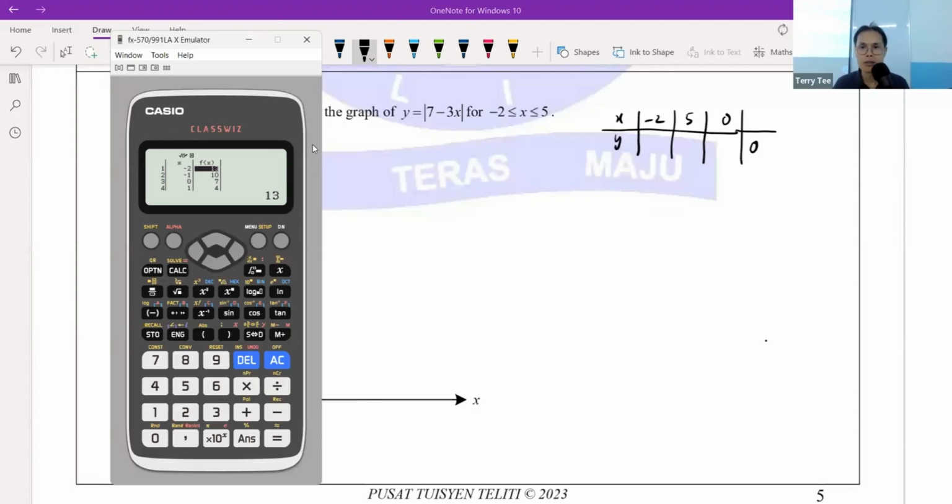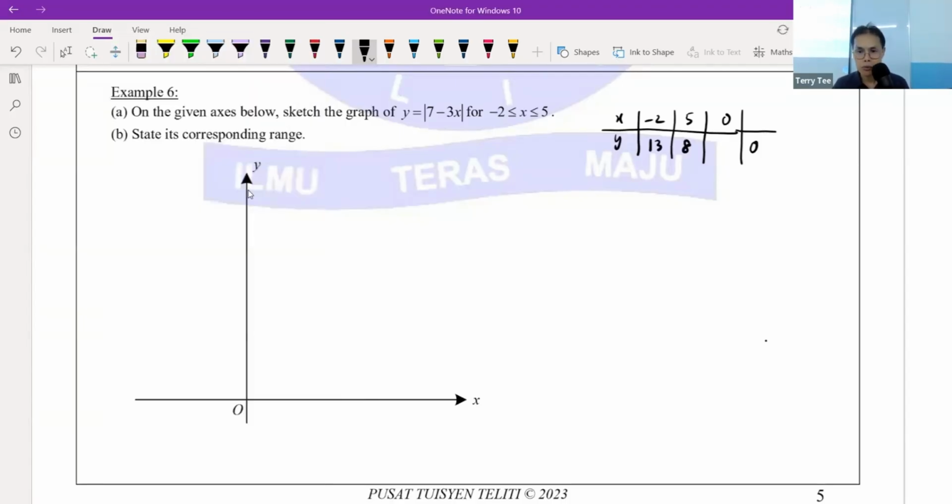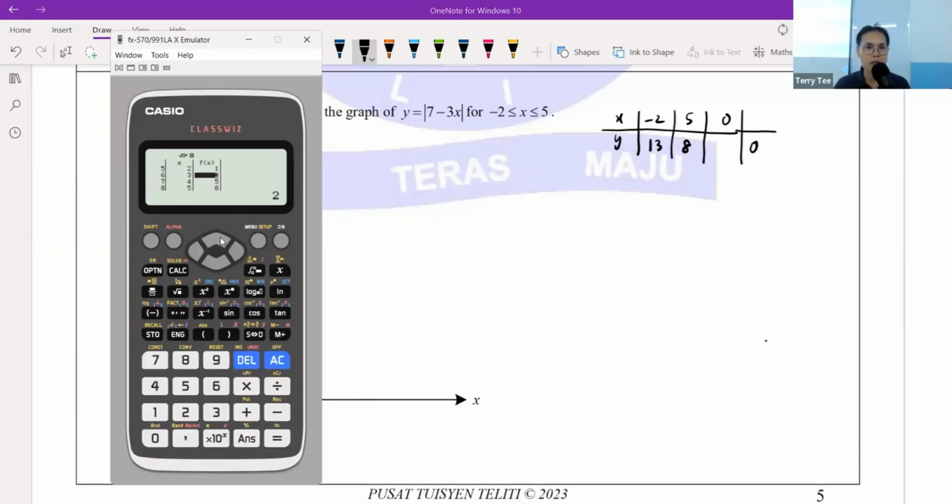This is 13, right? Okay, I'll just take the largest, 13. The next one is what? 5 gives 8, right? So this is 13, this is 8. X equals 0, we can find. X equals 0 from the table is 7, right? This is 7. Y equals 0, you cannot find.